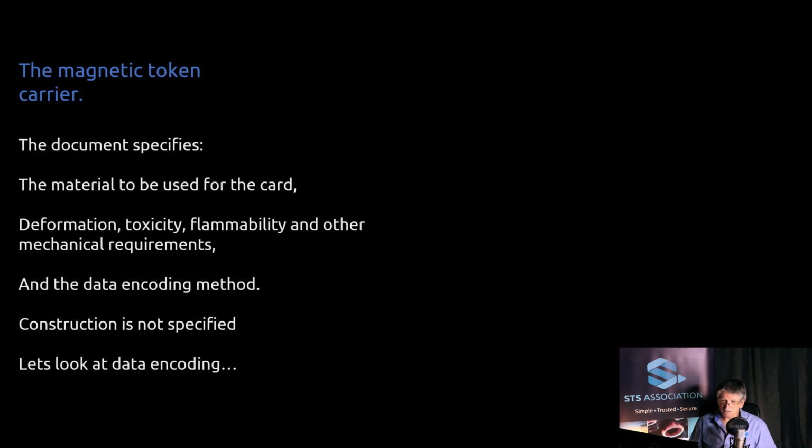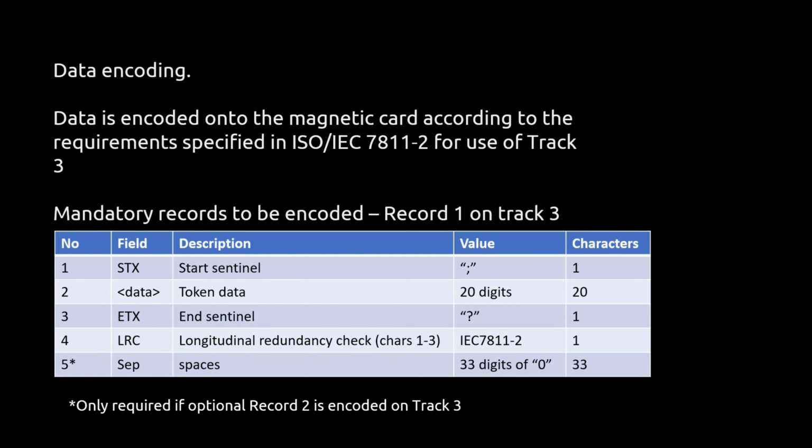On the magnetic token carrier side, the document specifies, number 1, the material to be used for the card, any deformation, toxicity, flammability, and other mechanical requirements for these meter cards, and the data encoding method. The construction is not specified. So let's just look at the data encoding, which essentially is what we're after. Data is encoded onto the magnetic card according to the requirements specified in 7811-2 for the use of track 3.